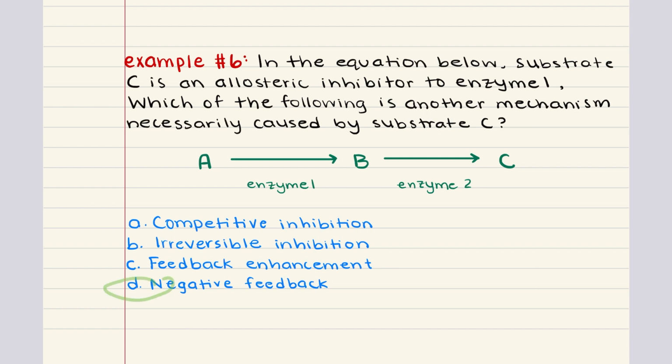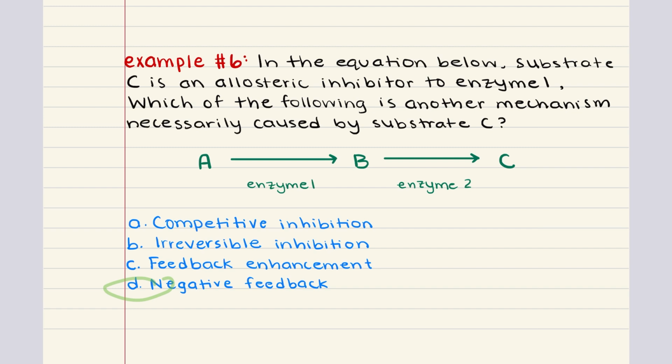Negative feedback, as a friendly reminder, is a regulatory mechanism where the end product of a pathway inhibits an earlier step to maintain balance and prevent overproduction. In this case, substrate C shuts down the activity of enzyme 1 to limit its own synthesis. That's what makes choice D the correct answer.